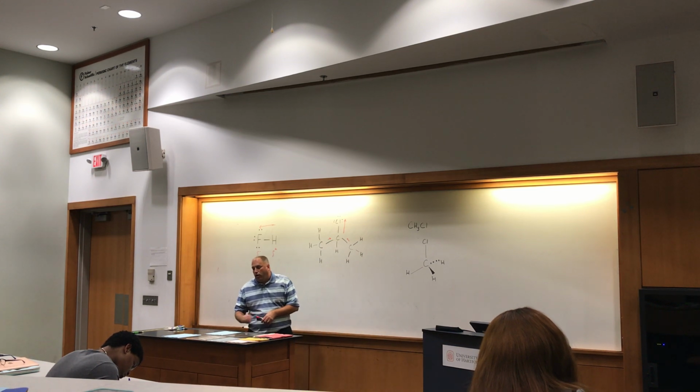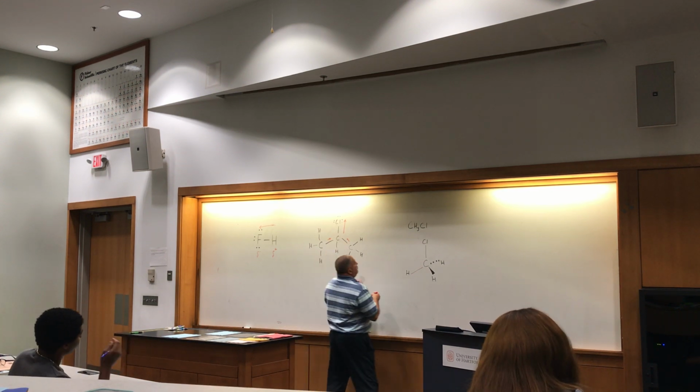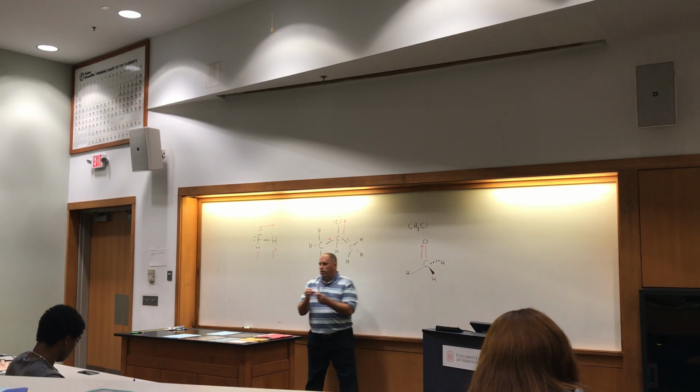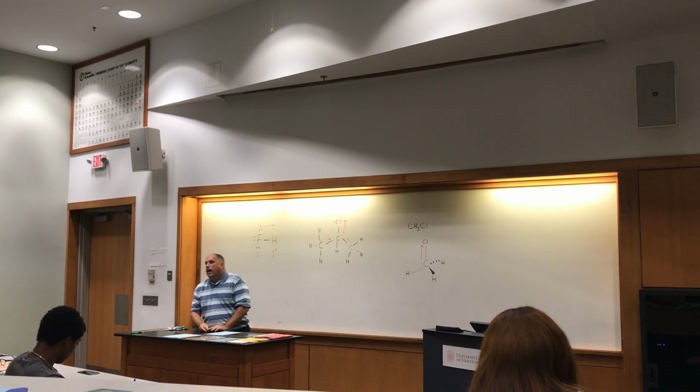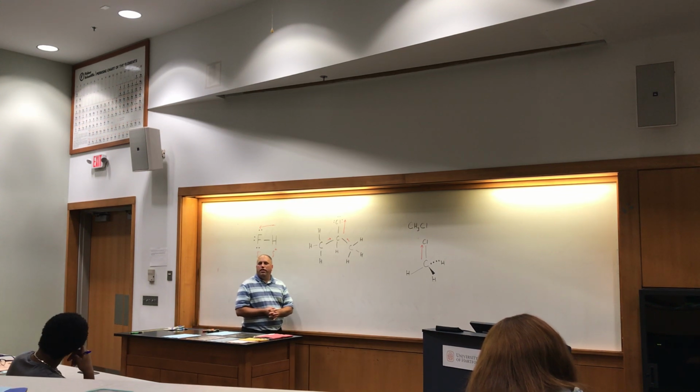Now I am going to draw a dipole for each bond. Well, CH doesn't have a dipole. The only dipole I have, just like we talked about here, is C to Cl. And now I'm going to add those up. Well, it's easy when you only have one thing to add up.